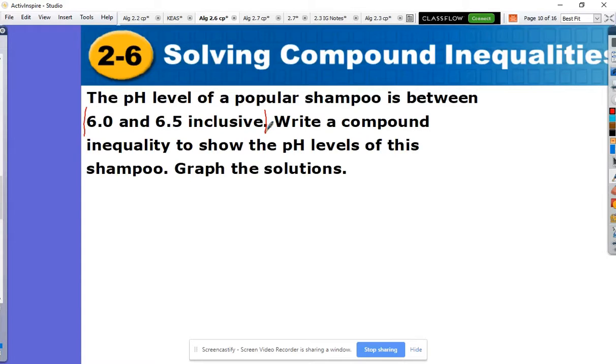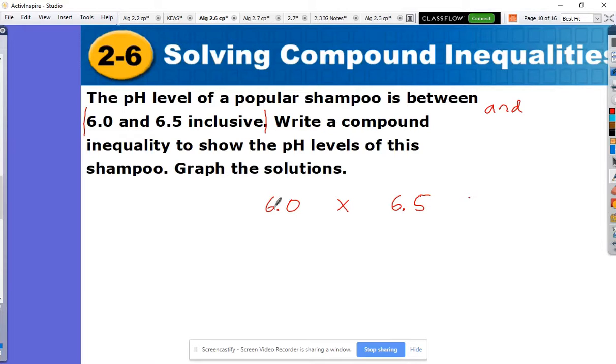Okay, so since it's between these two numbers, 6.0 and 6.5, this is going to be an AND type of compound inequality. All right, so it can be anywhere from 6.0 to 6.5. So since it's an AND type, 6.0 is going to be on our low end, X is going to be in the middle, and 6.5 is going to be over here. We're just going to make it look like an AND statement here.